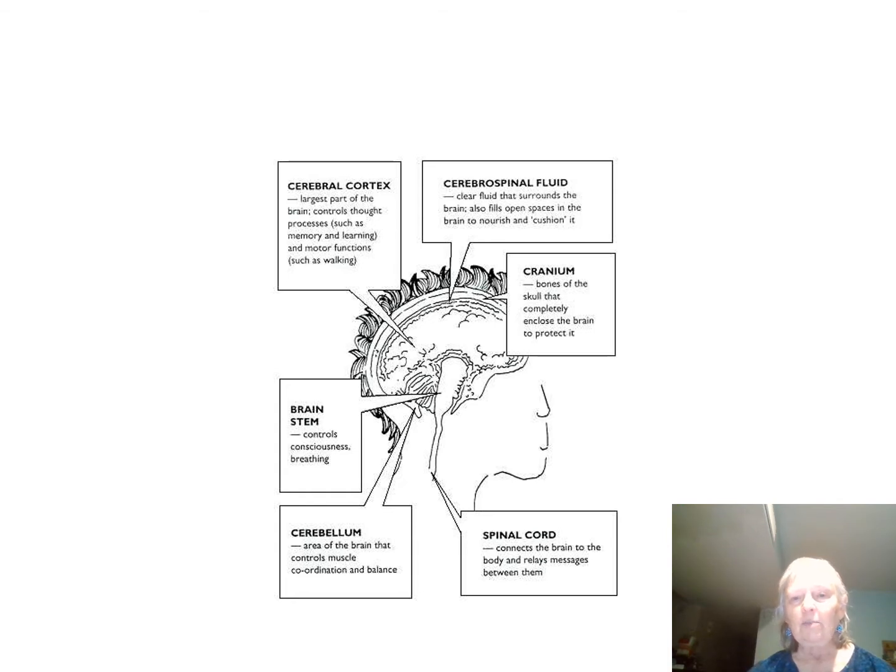And so this talks a little bit about what you have with your brain, the cerebral cortex, which is the largest portion of the brain. The brain stem and cerebellum sit behind the cerebrum. Remember, the brain stem hooks to the spinal cord through the foramen magnum. You have the cranium, which is the bone, and then you have cerebral spinal fluid that bathes the brain.